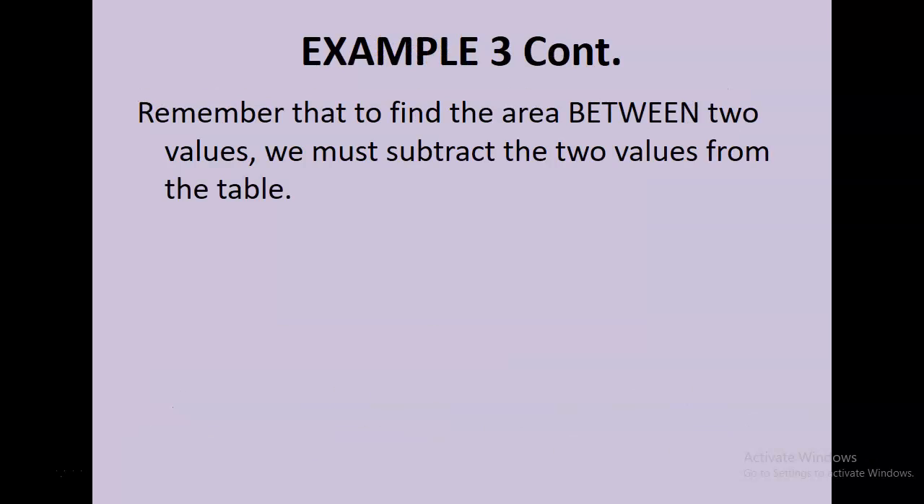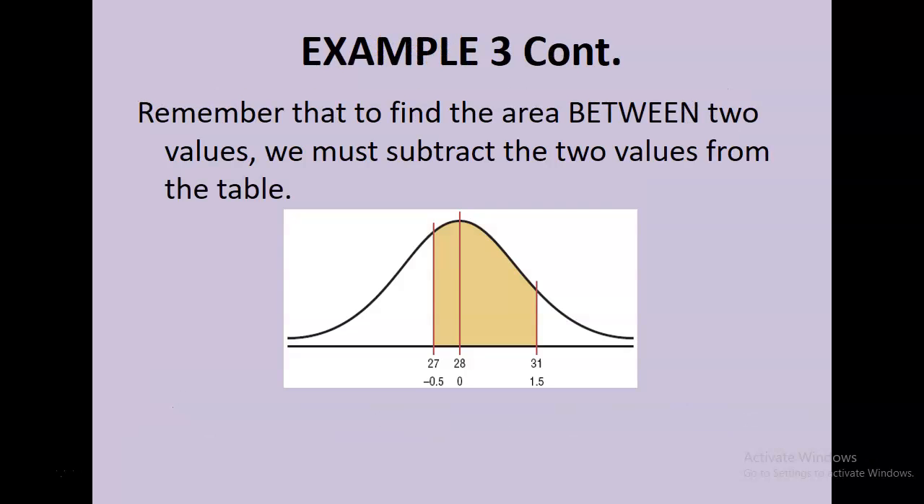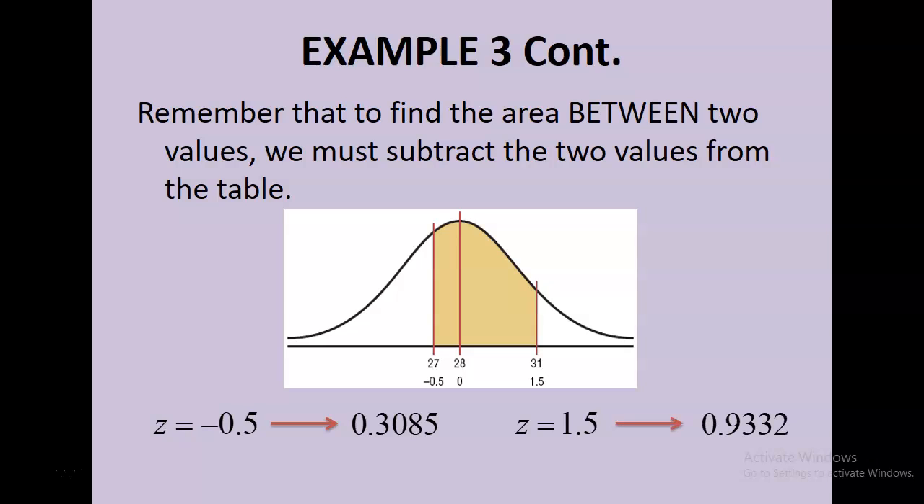So we're going to take those values and we're going to then look the values up in the table for 1.5 and negative 0.5. So if we look up negative 0.5 in the table, we're going to get 0.3085. And if we look up 1.5 in the table, we are going to get 0.9332. Now remember, those are percentages.